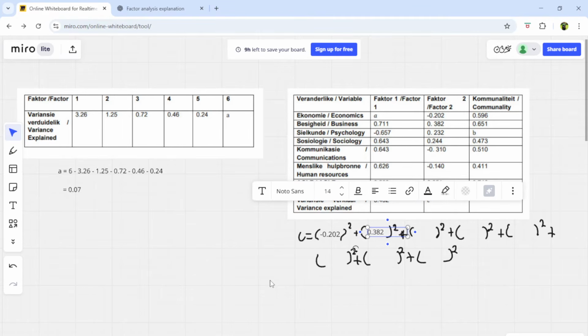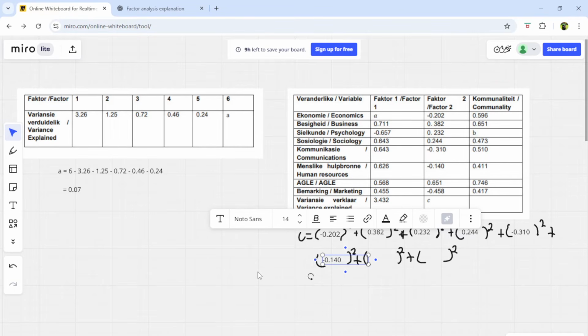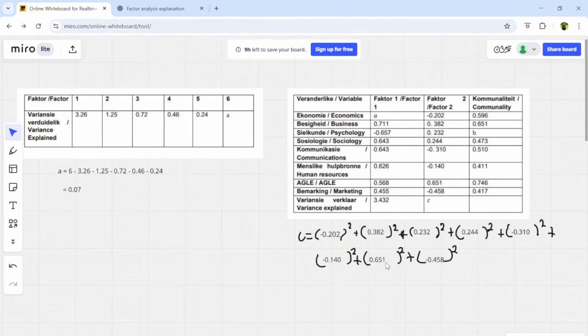And then let me rather do this actually. The next one is 0.232, 0.244, followed by minus 0.310, and then here we're going to have minus 0.140, 0.651, minus 0.458. All right, so these are our values.